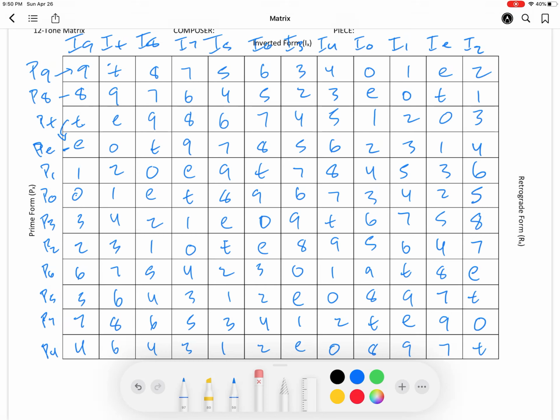So basically, after you have your I row form and your P row form, all you have to do is add. Find the row form that's the closest, and you should be able to do it fairly easily.